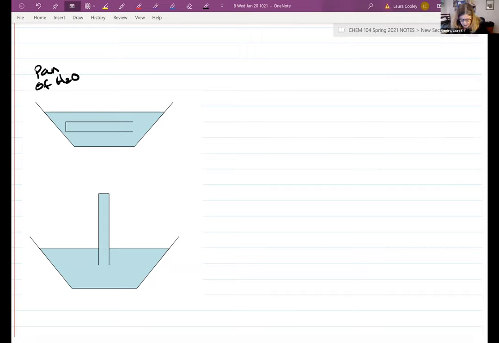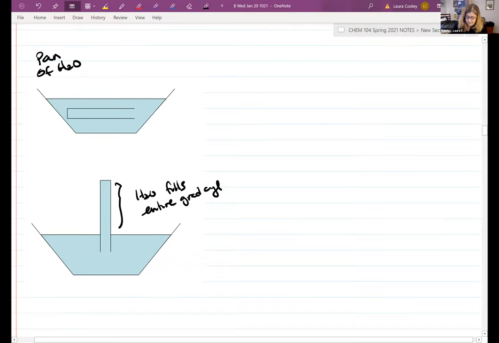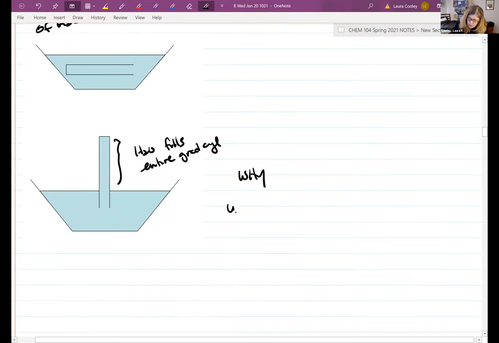That's fine. All right. So this is what I did. I filled it with water. I stood it up and the water fills the entire tube. Okay. So first of all, I'd like to ask the question, why is this happening? What's pushing it up?